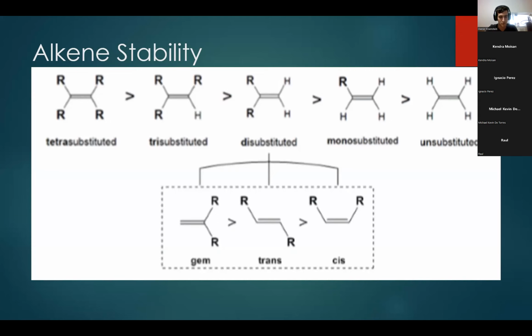When they ask you, rank the following alkenes in stability, here it is. Okay. Increasing substitution, increasing stability. Why are geminal alkenes more stable than trans? No idea. Geminal substitution is more stable than trans. I have no idea. I think it has to do with... actually, yeah, I just don't know. But that is the pattern.